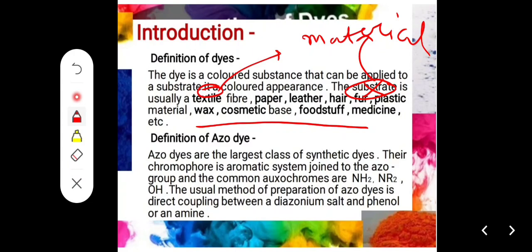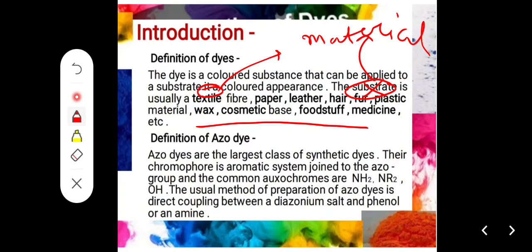medicine, etc. Dye is nothing but a colored substance that should impart some color to some materials. Azo dyes are the largest class of synthetic dyes. Synthetic dye means it can be prepared artificially and is not found in natural sources. It is man-made.